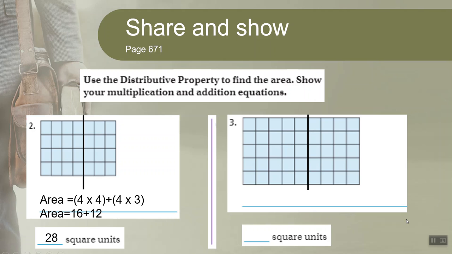And now for number 3, we are dividing it into two smaller rectangles. The first one has a length of 5 and a width of 5. So 5 times 5 equals 25. And what about the other one? 5 times 4 equals 20. Add them together, it will be 45.